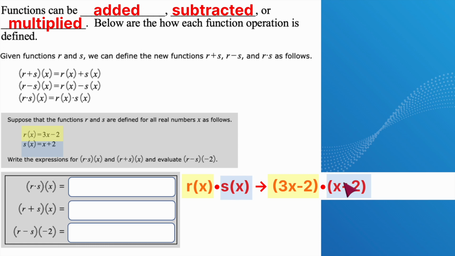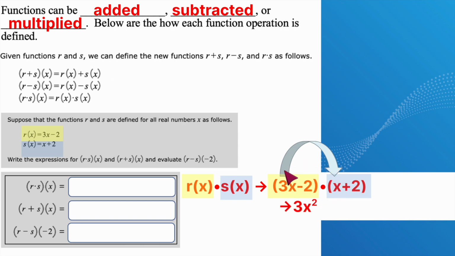These are two binomials, so I can use a lot of different methods to multiply. I'm going to start using distribution here. 3x times x is 3x squared. Then I have 3x times 2. That's 6x, because 3 times 2 is 6. Now I'm going to move over to the negative 2 and multiply that by both pieces in the other one. Negative 2 times x is negative 2x. Negative 2 times 2 is negative 4.